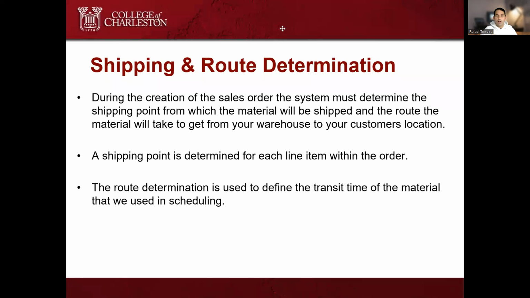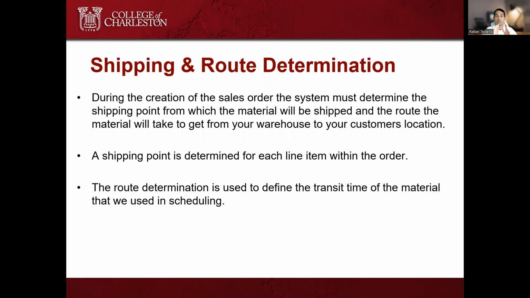In this video, I'm going to talk about shipping and route determination. So we were talking about the sales order and the sales process. After all these previous processes have been gone through, then we have the shipping and route determination, which is created during the sales order process by the information systems. Remember, we are using software to help us during this process.